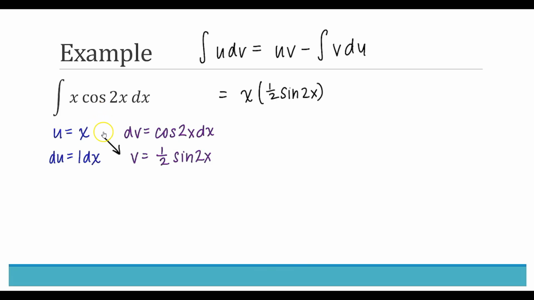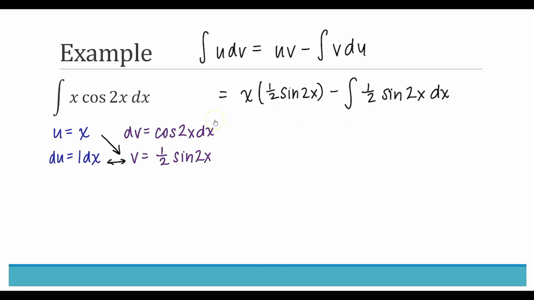So that's u times v. And then we're going to have minus an integral that we still have to evaluate, the integral of v du. So here, these two pieces multiplied together. So that's going to give us 1/2 sine 2x, and then just dx, because I had that 1 dx. So the integral that I have left, I can directly evaluate.